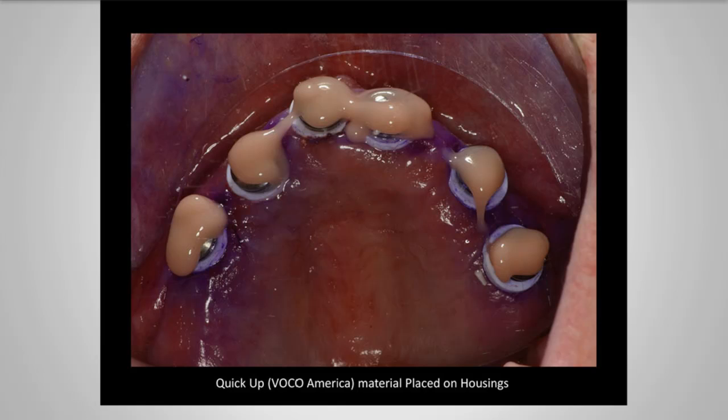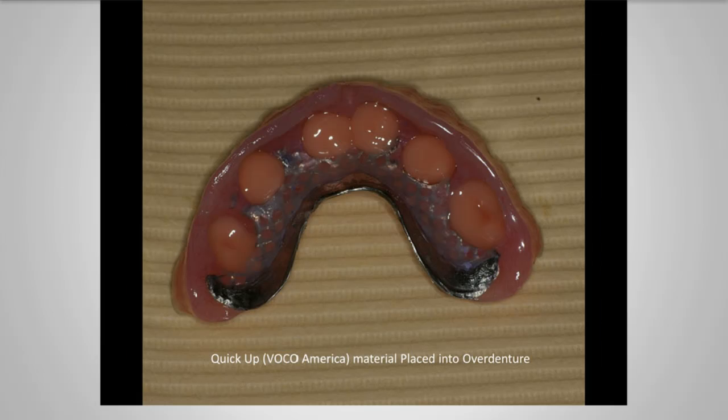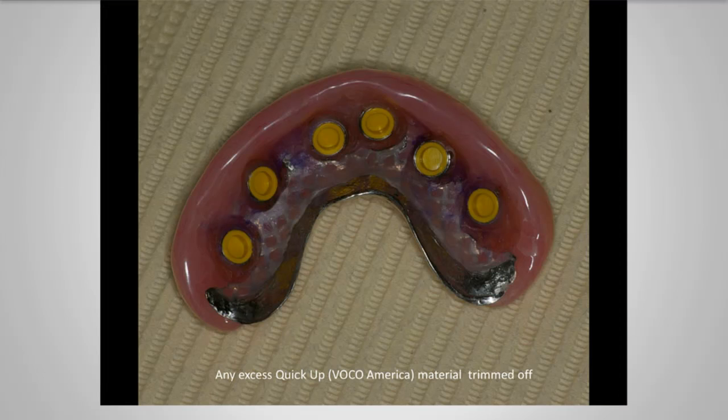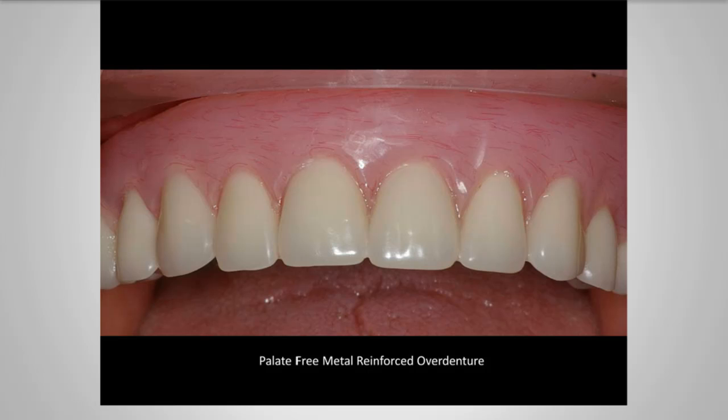Then we went ahead and put an overdenture attachment system in those implants, using again the retentive caps. Here you can see we're using the Quick Up adhesive within his palate-free denture. We'll light cure that. Then we'll put the Quick Up material not only on the inside of the denture, but also we'll coat the outer aspect of the female components or the housings. We'll place this on first by hand, and then we'll have the patient bite down.